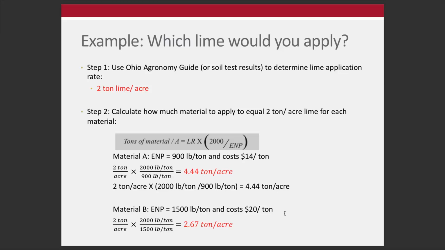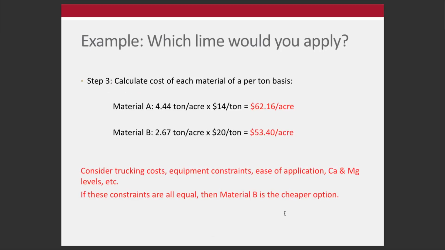So hopefully that's clear. Now we have the tons we need per acre, and finally the next step is to calculate the cost of material on a per ton basis. From the last slide we take this 4.4 tons per acre and multiply it by the cost we said, which for material A is $14 per ton. For material B, it's $20 per ton. So we multiply that across, and it looks like material A is $62 per acre, and material B is $53 per acre.